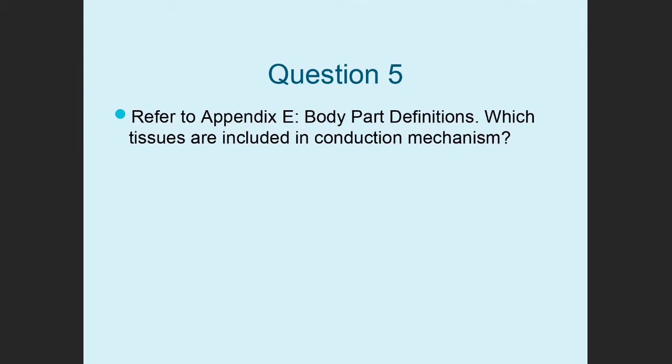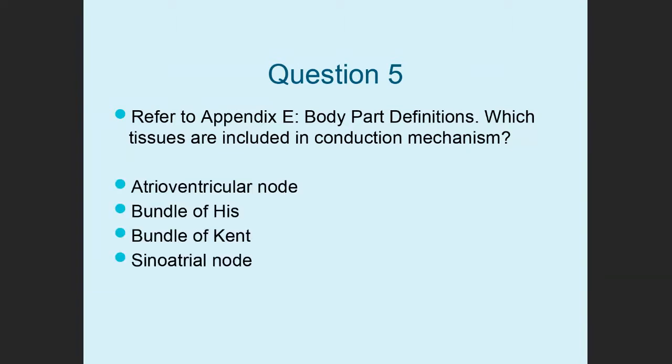So here's our final practice question. Refer to Appendix E body part definitions. Which tissues are included in the conduction mechanism? Appendix E will tell you that included in the conduction mechanism is the atrioventricular node, the bundle of His, the bundle of Kent, and the sinoatrial node.